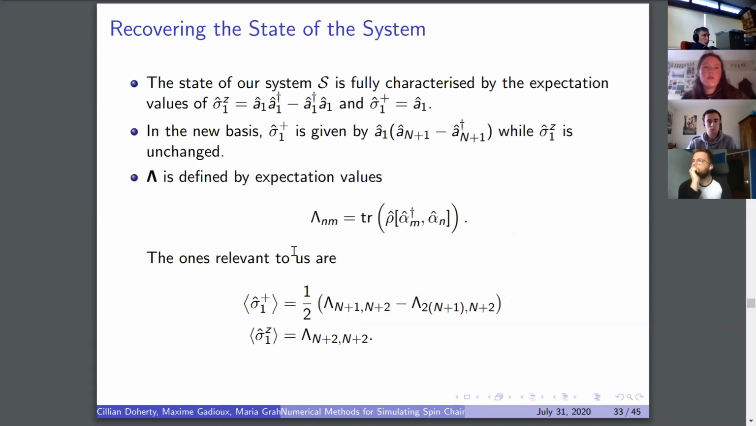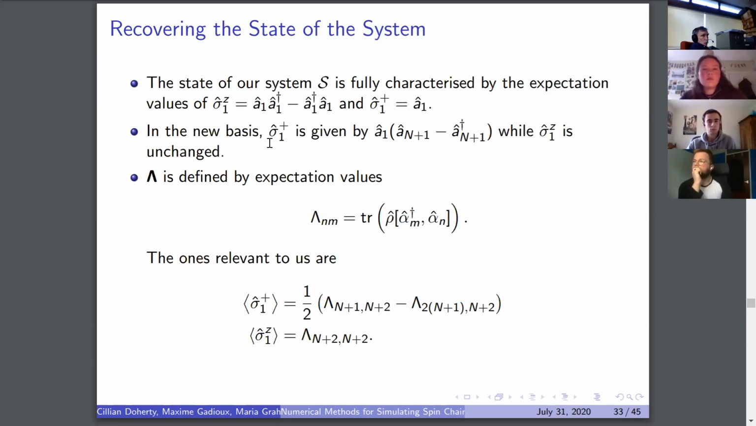So what we need to do then is to recover the state of the system, which is the first spin, from the matrix lambda. And it turns out this is quite easily done because we notice that the state of our system S is fully characterized by the expectation values of sigma 1z and sigma 1 plus, which are given in terms of the fermionic operators as these equations here.